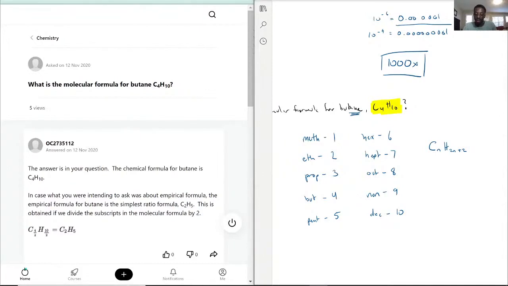So with that being said, as you can see when we plug it in, butane, based on this chart here, is 4. So 4 carbons. Then the amount of hydrogens would be 2 times 4, which is 8, plus 2, which is 10. And that is how they got this.